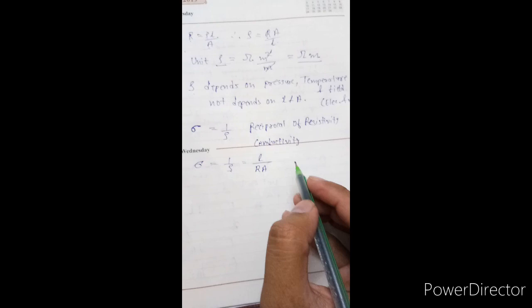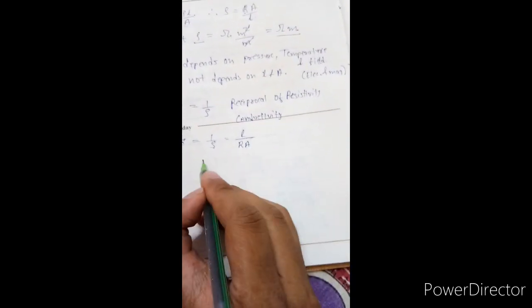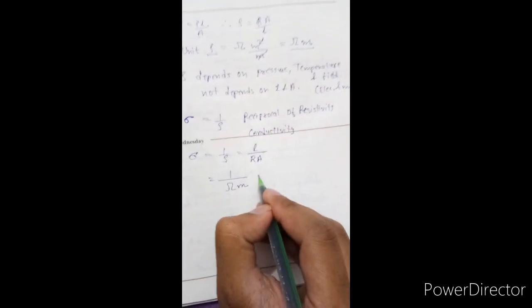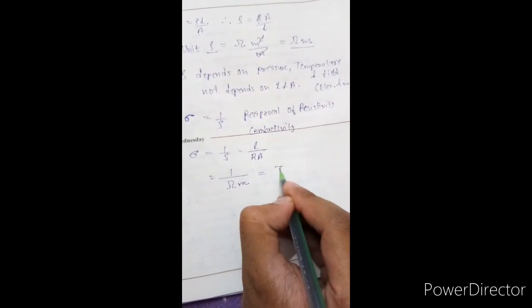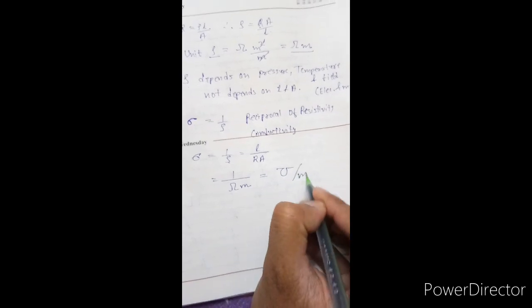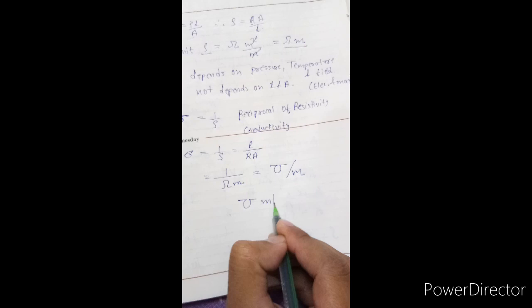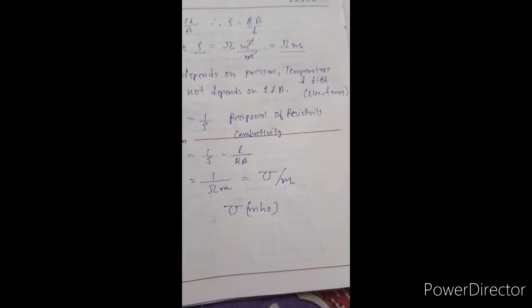Unit of conductivity from this formula is 1 upon ohm into meter, or you can also write this symbol, and this symbol is known as the mho. Hope you understand these things.